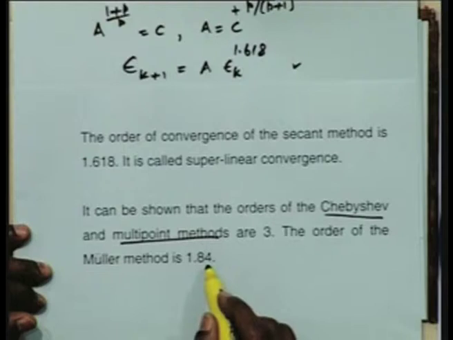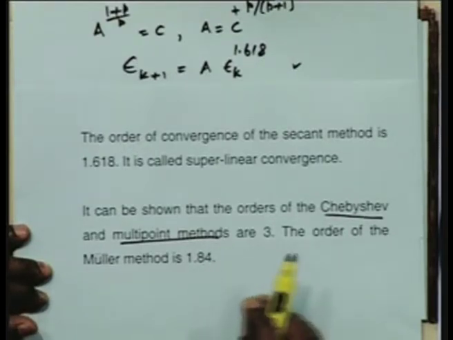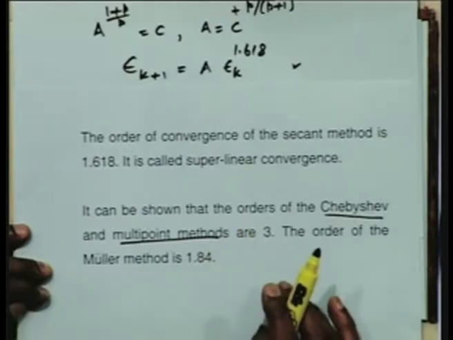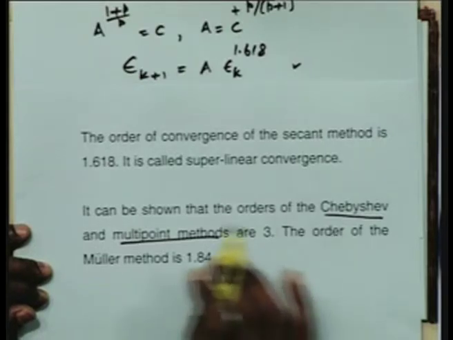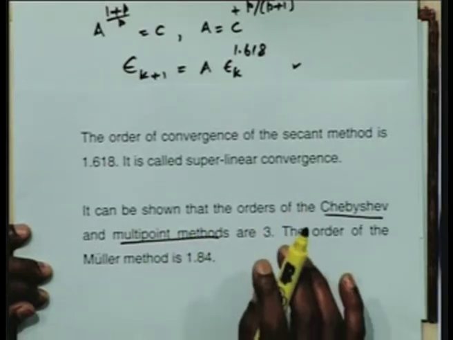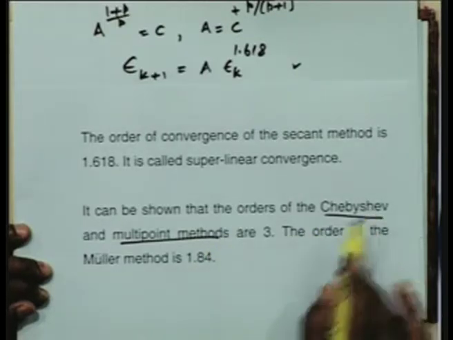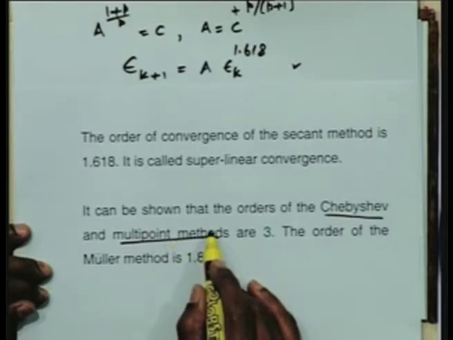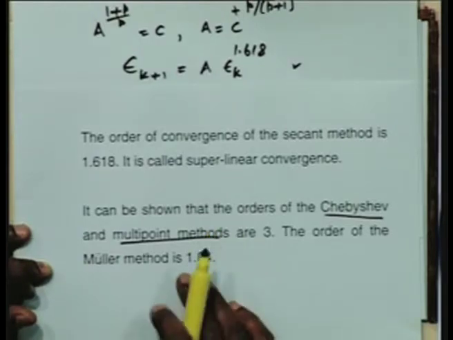Now, the order of the Muller method is 1.84. So far, when we talked of the cost of these methods, we were counting the cost. The major cost was the function evaluation. The other parts, multiplications and divisions, are too trivial, therefore the major cost was only evaluation. In that sense, Chebyshev and multi-point methods require 3 evaluations, the Newton-Raphson method requires 2 evaluations, and the Muller and secant methods require 1 function evaluation.